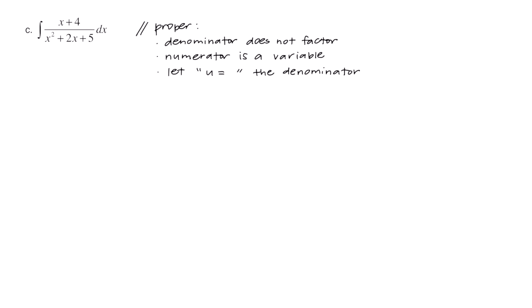So what we're going to do, according to the flow chart, is let u equal the entire denominator. So next, we're going to take the derivative with respect to x. So we get du dx equals 2x plus 2. And we're going to rewrite this proportion.